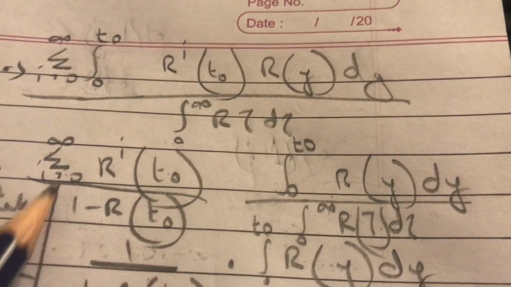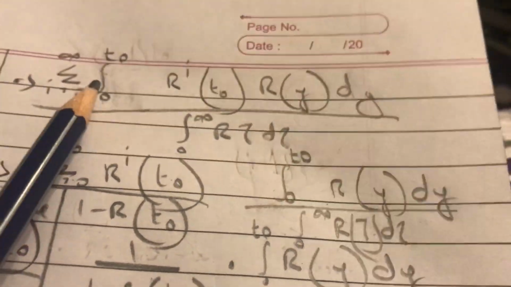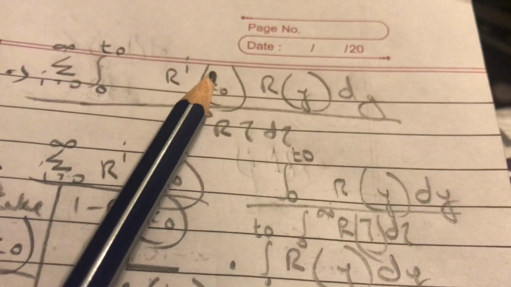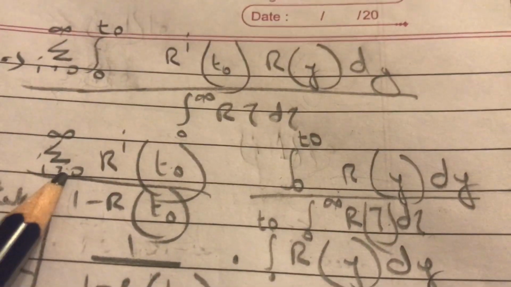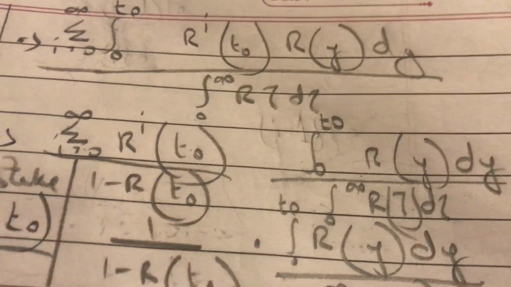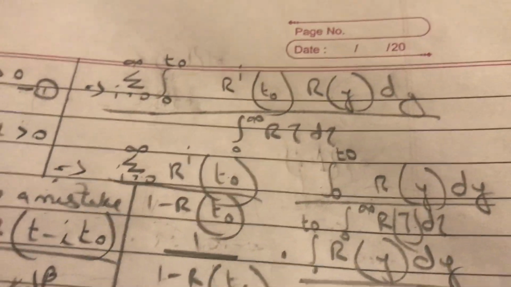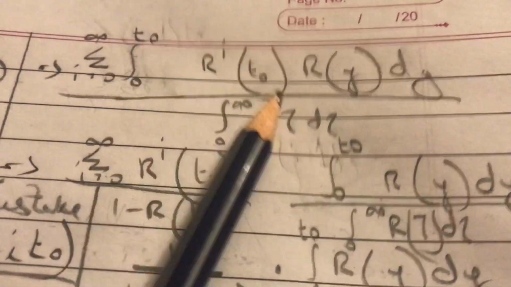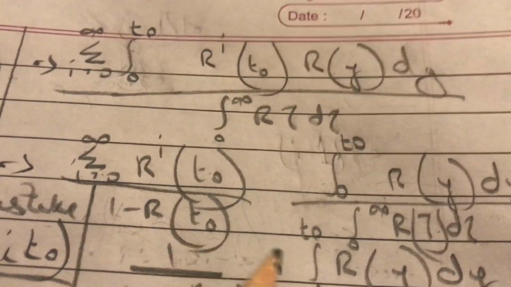Why is this 1 minus rt0 here? Because when we put this here, this is the method of writing this as 1 minus rt0 in division. So that's why it's here. This is the way of writing it when we put it here. Okay, so now what's next?